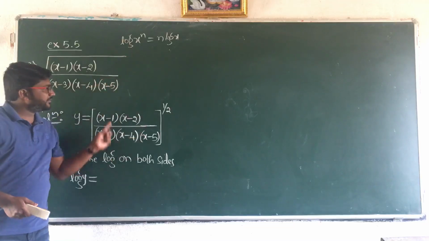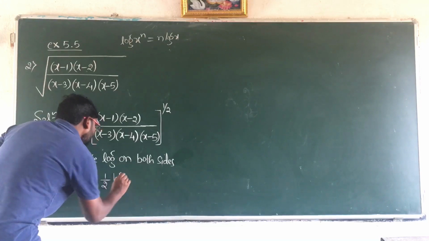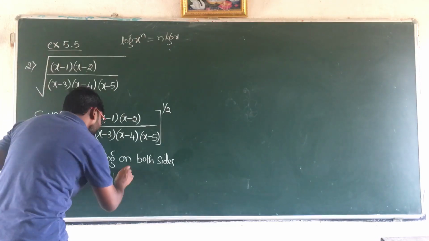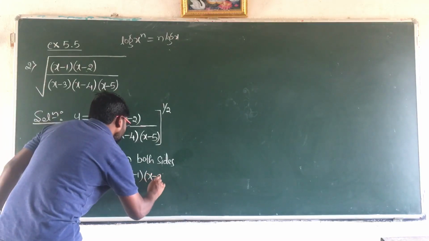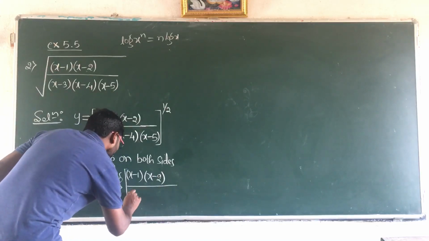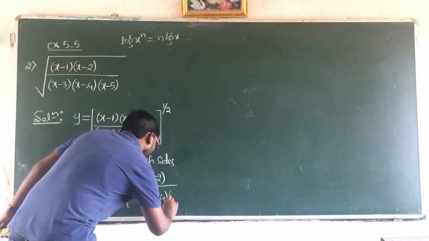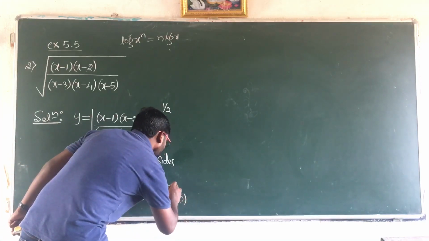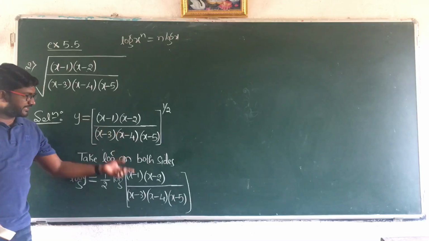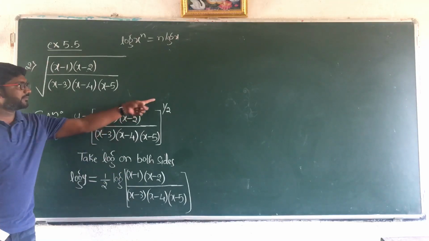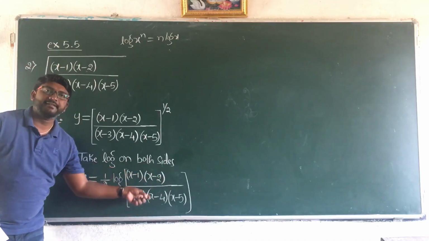So this can be written as 1 by 2 log of this particular term, x minus 1 into x minus 2 whole divided by x minus 3 into x minus 4 into x minus 5. After taking log, this has been reduced to this form. So log x to the power n can be written as n log x, where x is whatever is inside the bracket.